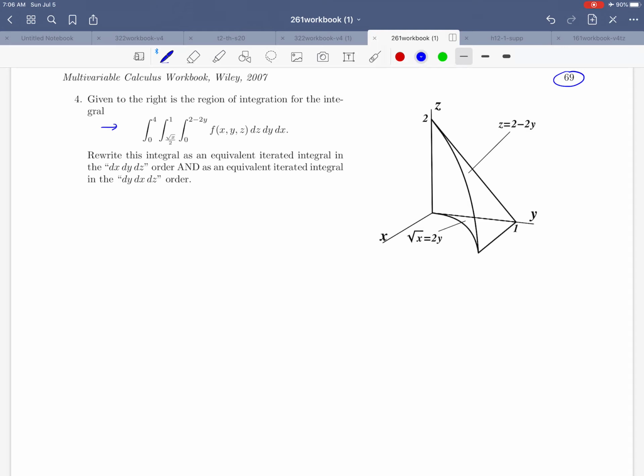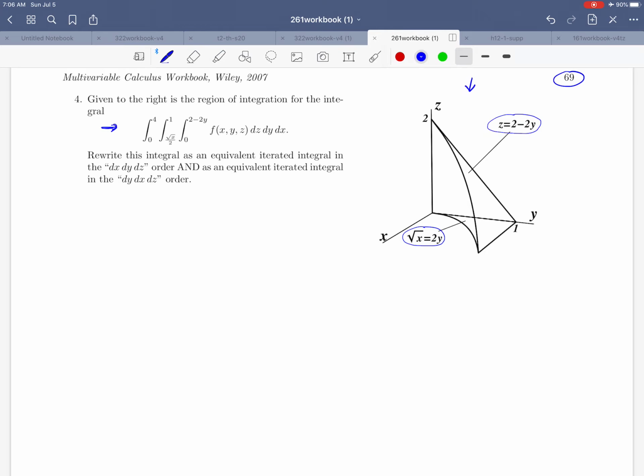Okay, so let's first notice that they showed us what the region of integration looks like. This picture is coming from the limits that we have over here. And you'll notice that this solid region in space basically has two surfaces involved. There's this plane, z equals 2 minus 2y, and there's this curved surface, which is actually a parabolic cylinder, which is forming the left side of this solid region.